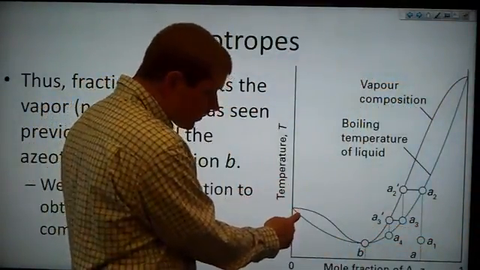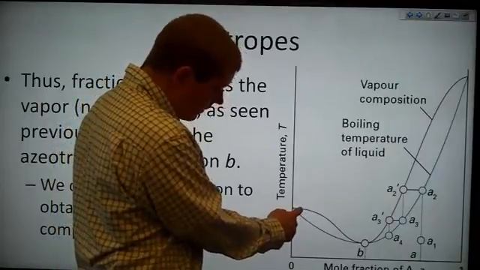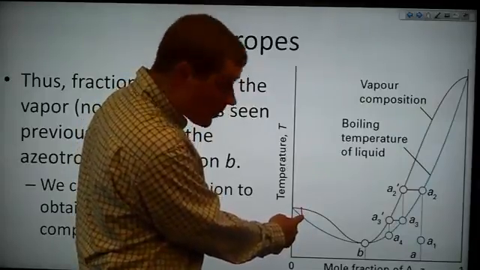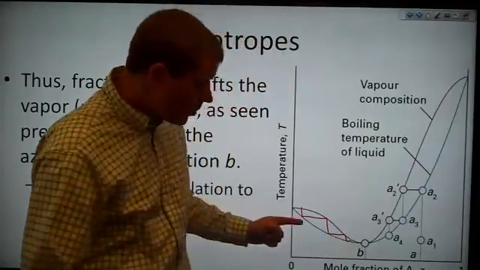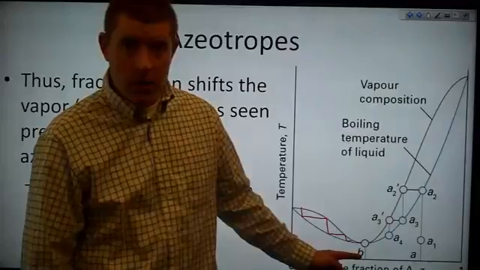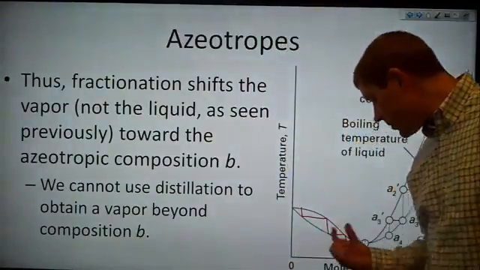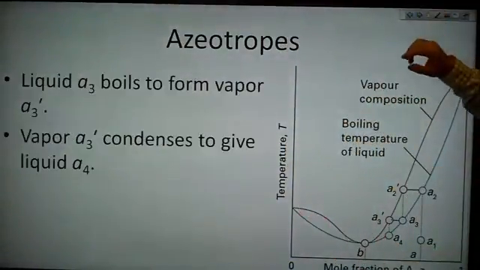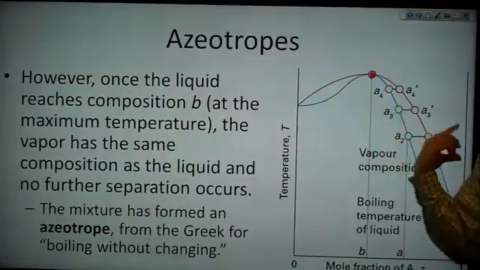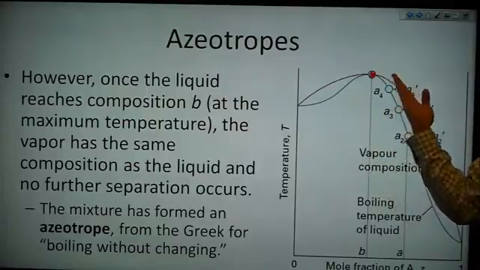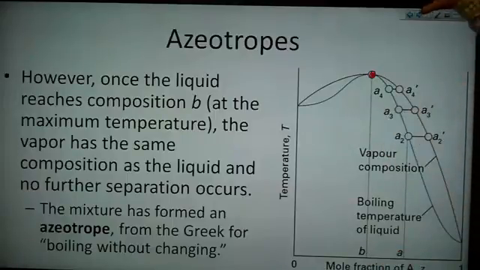If you're over here, and you condense a vapor back to a liquid and then boil that, and then condense back to a liquid and boil that, and so on, you move to composition B. So from either direction, the composition of the vapor is trending towards B. Note that with the last kind, with the maximum point here, from either direction, you are trending towards a composition of the liquid at composition B, with that maximum point.